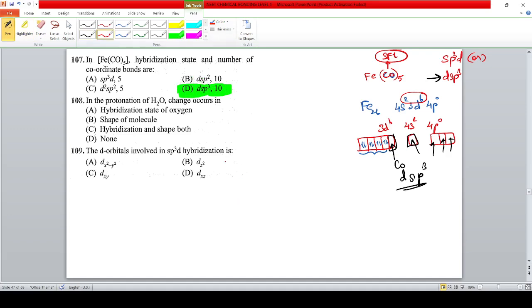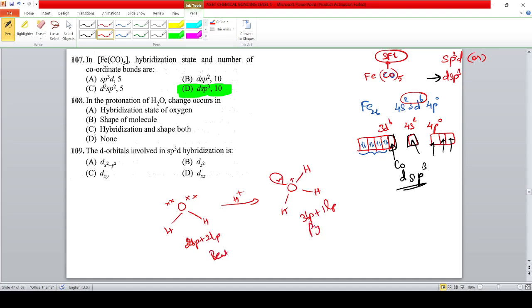108. In protonation of water, the changes occurring are, see here, this is water. Protonation means addition of H plus. If you add an H plus, oxygen will become like this. So here there are 2 bond pairs, 2 lone pairs. Here there are 3 bond pairs, 1 lone pair. This is bent shape. This is pyramidal in shape. Totally 4 pairs, that means sp3 hybridization.